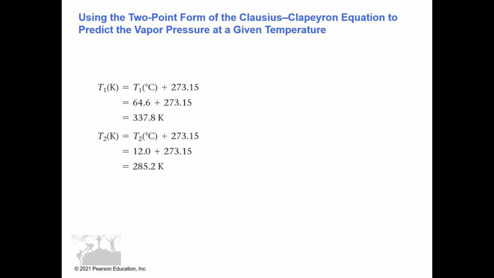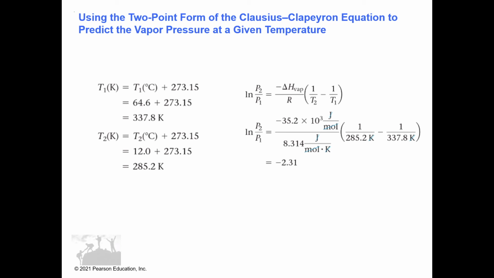Okay, so our temperatures were given in Celsius, so you're going to have to convert to Kelvin. We plug in our values. Okay, our delta H value was given in kilojoules per mole, so we have to convert that to joules to match up the units in our R value. So after carefully plugging all these numbers in the calculator, we have ln of P2 over P1 equal to negative 2.31.